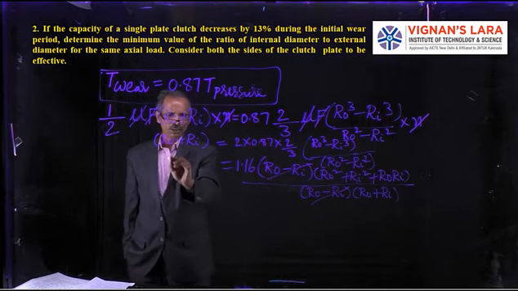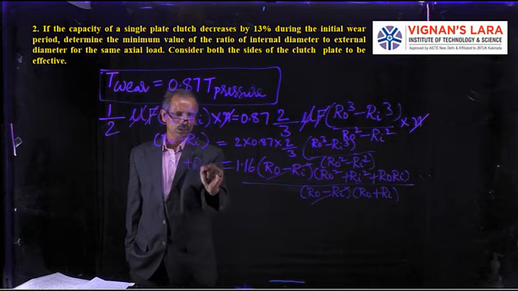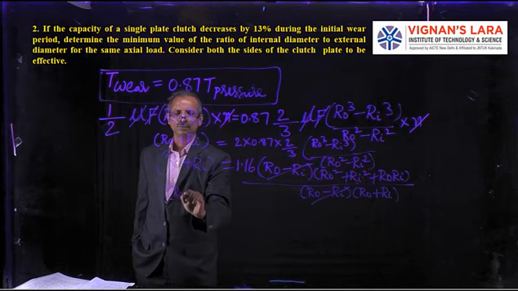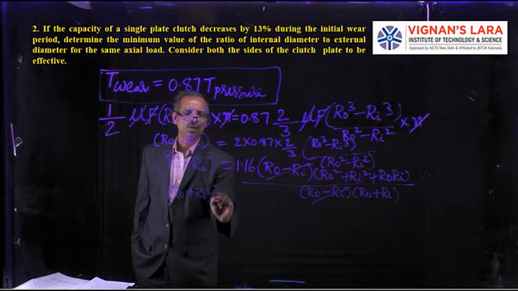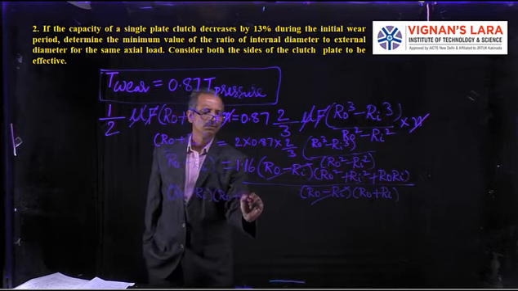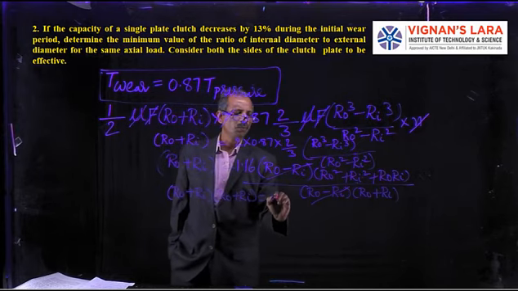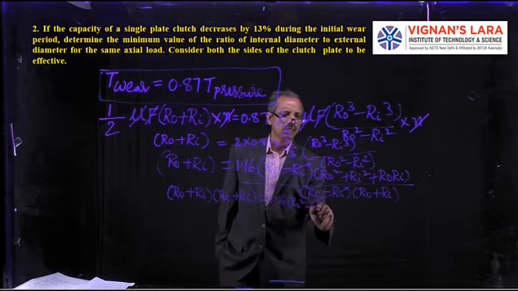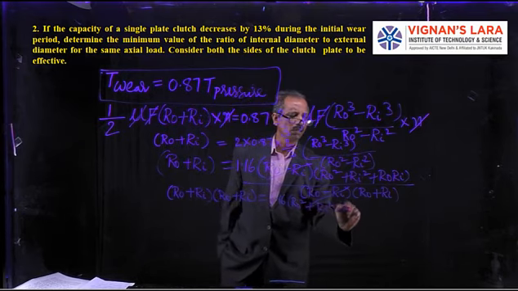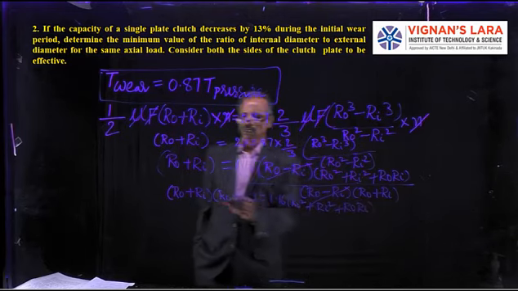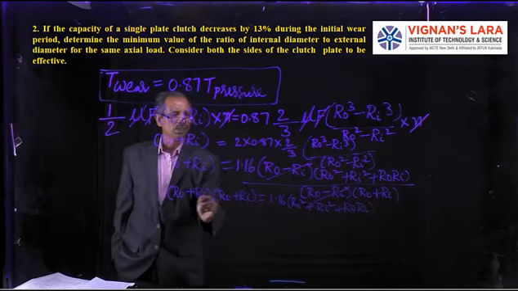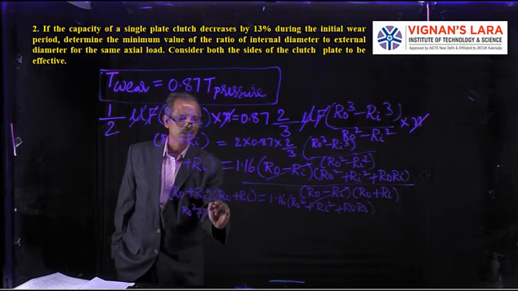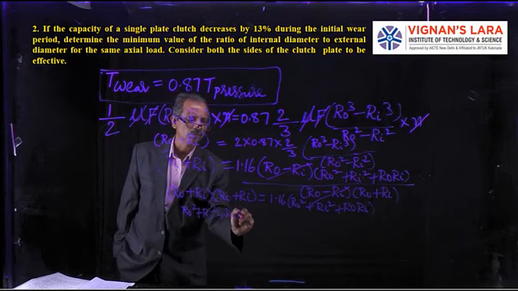Then cross multiply, this is R naught plus Ri here. So R naught plus Ri whole square, R naught plus Ri into R naught plus Ri is equal to 1.16 into R naught square plus Ri square plus R naught Ri. So this is A plus B whole square. Let me expand it.